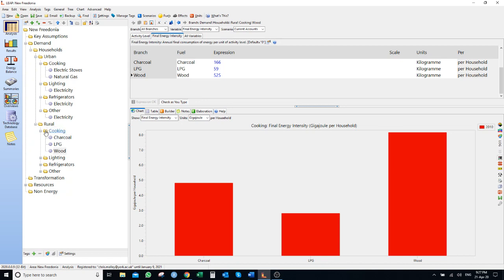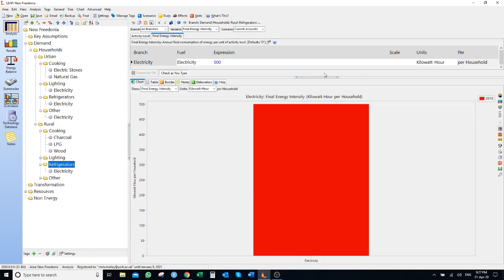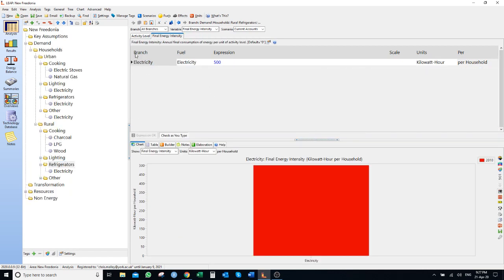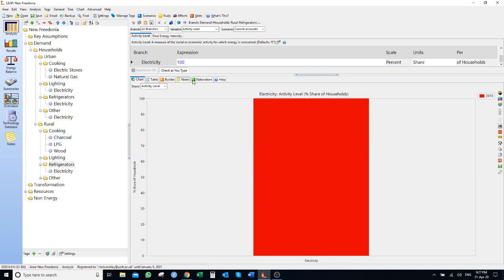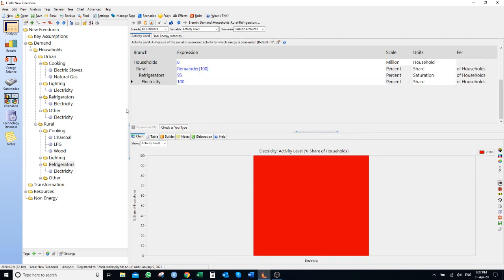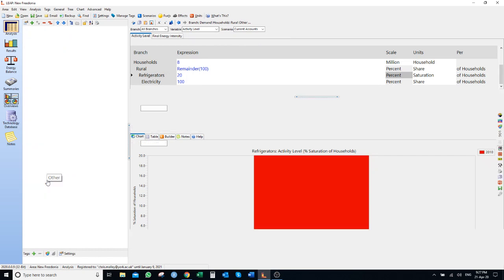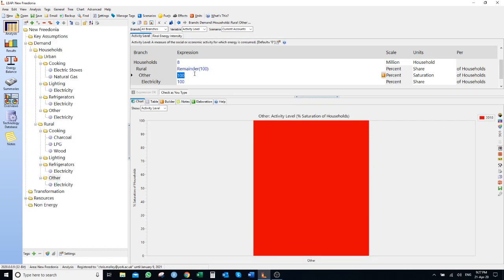It says 20% of rural households own refrigerators and other electric devices. So 20% of households own refrigerators and other electric devices. So let's have a look. Refrigerators, only 20%, rather than 95%. Other electric devices, also 20%.